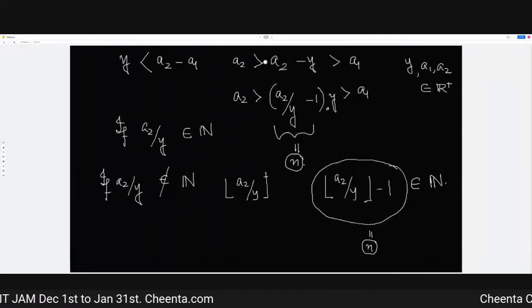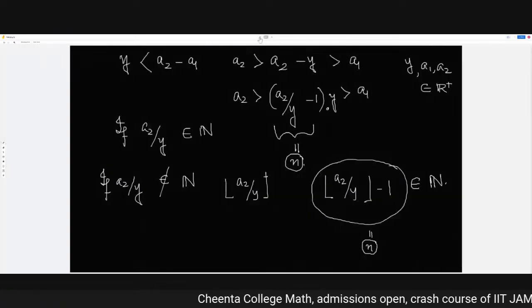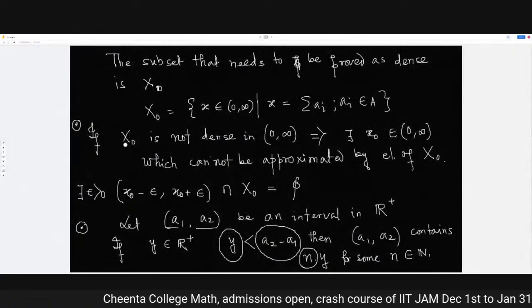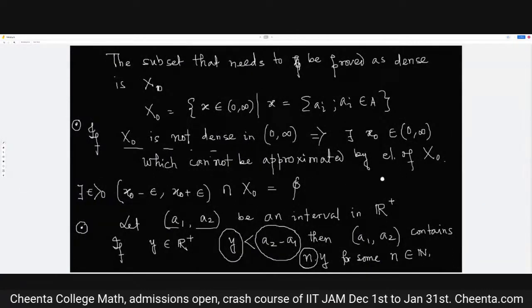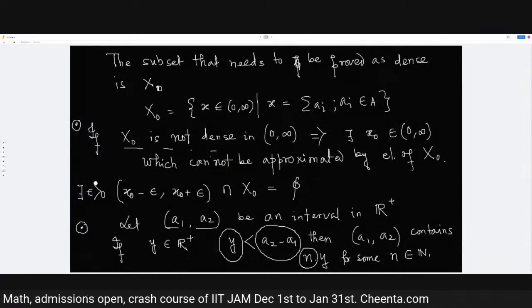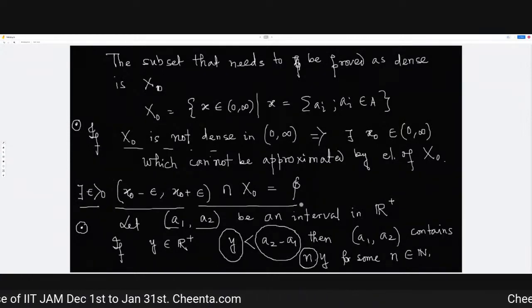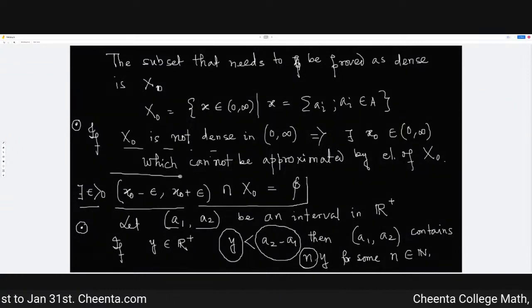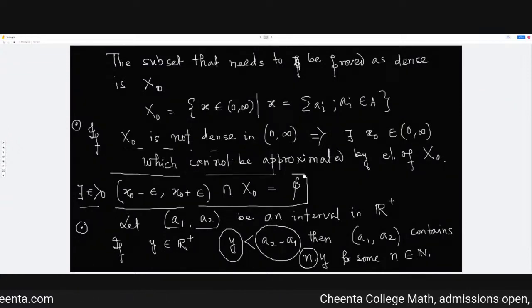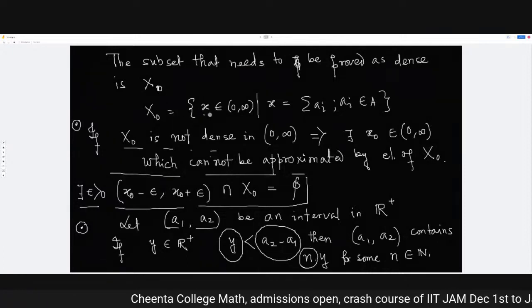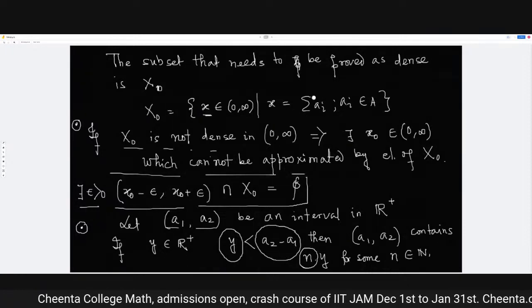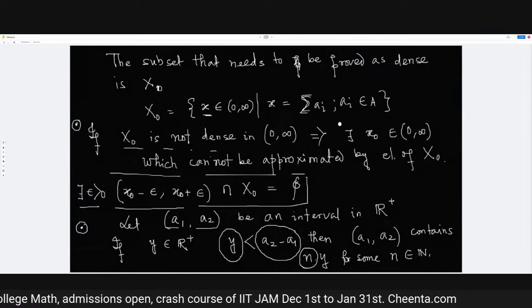Okay, so now if these two things are done, let us get back to our hypothesis that if it is not dense, then there exists an epsilon such that you have a completely disjoint intersection with the set x naught, right? So what is x naught? It is the collection of x that can be written as a sum of the elements of A.